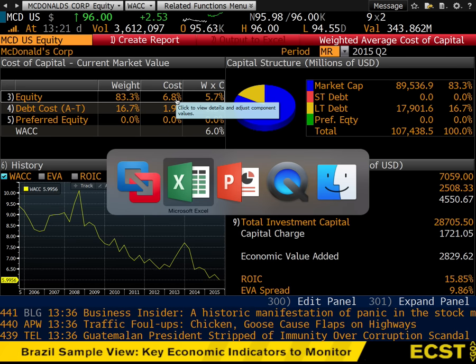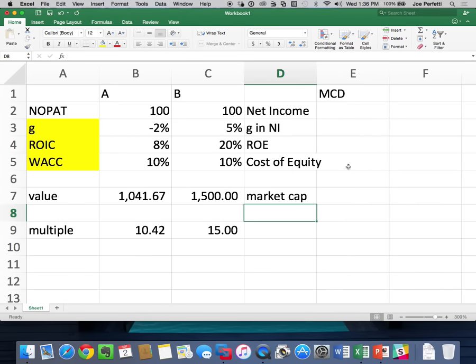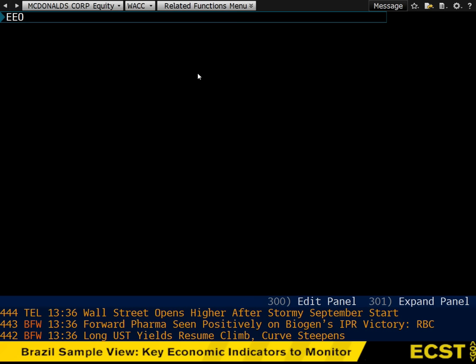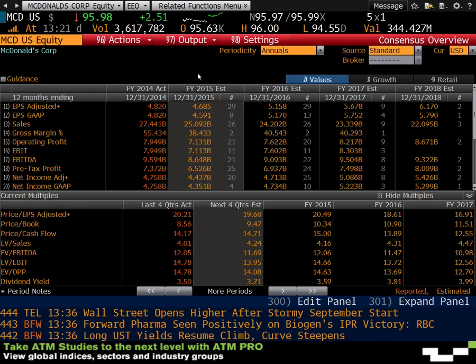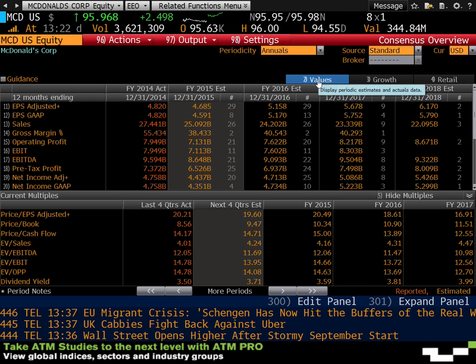assignment. So, what was it again? 6.8. So I type in 6.8%. Next, I go to the EEO screen. This is the earnings estimate consensus overview. If your account defaults to quarterly data, you have to switch it to annual data. We need to be looking at annual, not quarterly data.